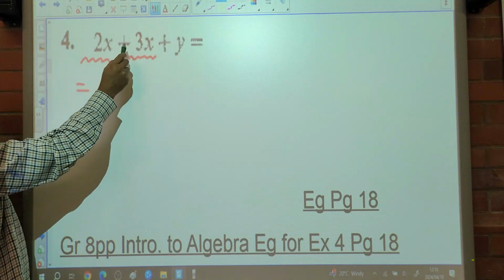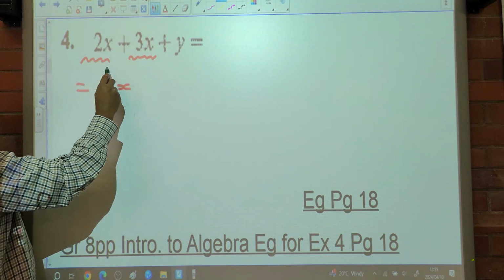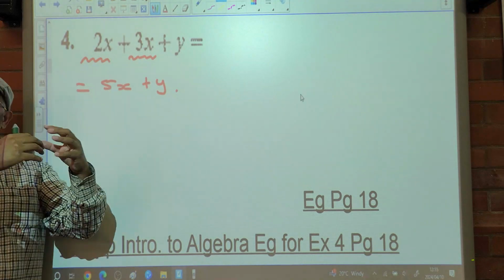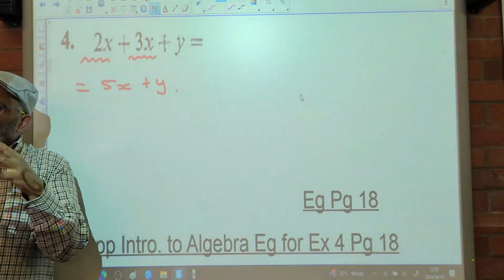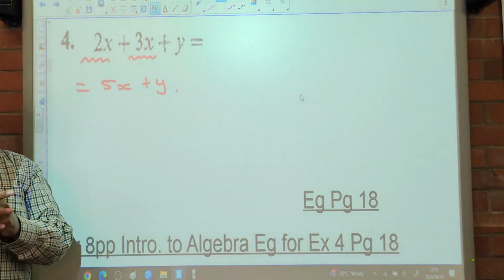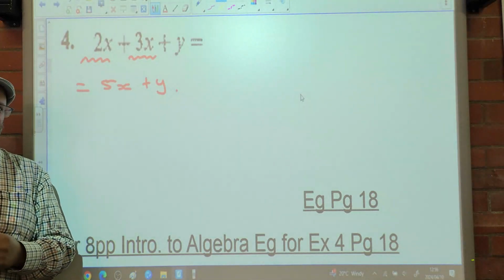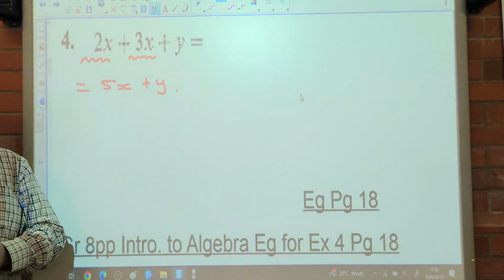So 2 plus 3 is 5. So it's 5x plus y. Can I put that together? Can I add it? Can it become one term? No. Why? Because they are different. They are unlike. Do you guys understand?